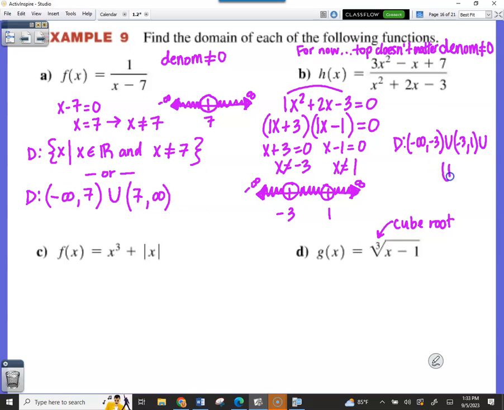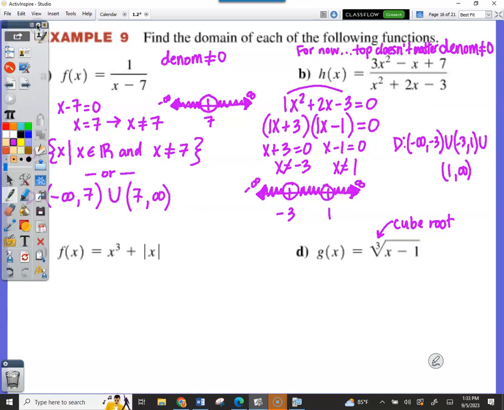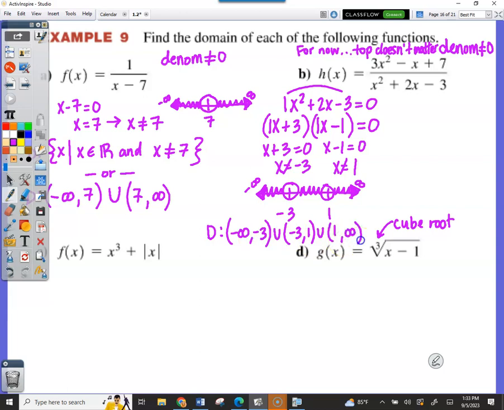All right, and then we go 1 to infinity, right? I can't do that, I gotta rewrite it. I'm gonna fix it by putting it over here. All right, negative infinity up to -3, -3 up to 1, and then 1 to infinity. Does it make sense? Yes.